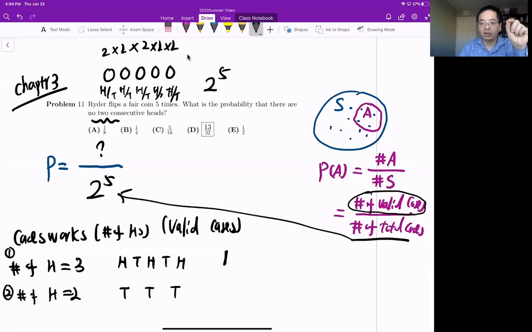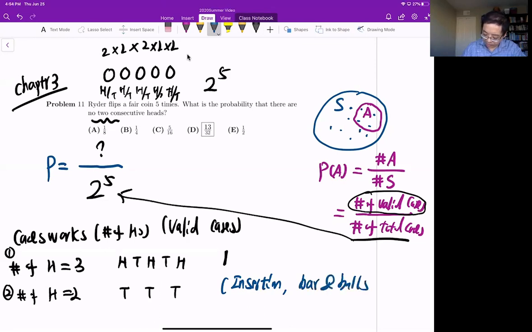For this, you can do another casework, or we have a general formula to handle this kind of situation, which is called insertion. Sometimes people call it bar and ball insertion. You can look at chapter 3, where you can check the general statement.